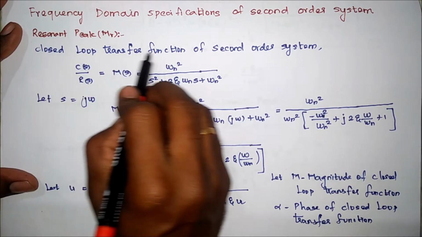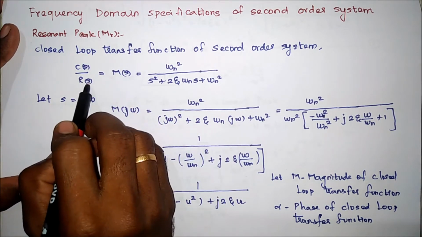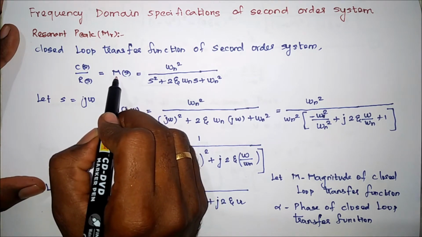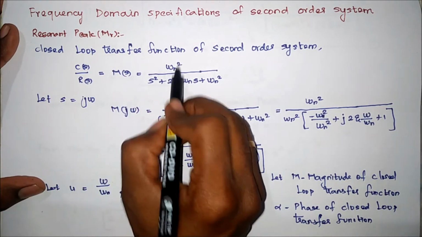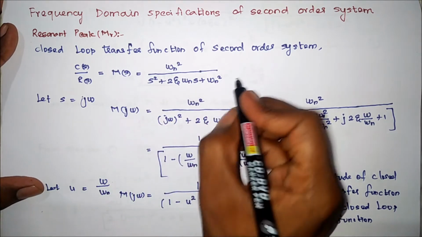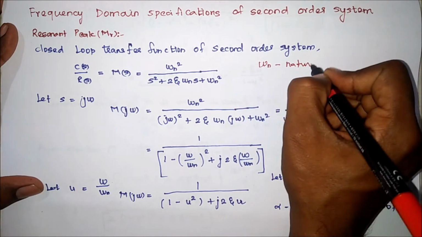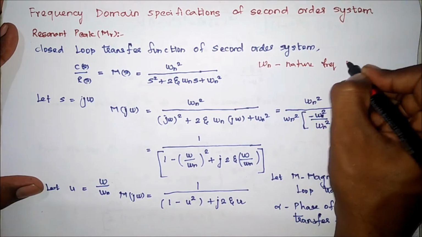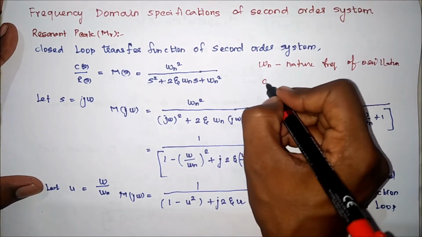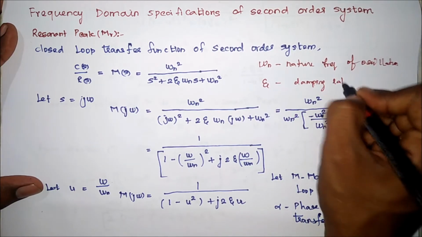So the closed loop transfer function of second order system. This is the standard function C of s divided by R of s. For frequency domain we can say transfer function M of s equal to omega n square divided by s square plus 2 eta omega n s plus omega n square. So we know omega n is natural frequency of oscillation, eta is nothing but the damping ratio. This and all we know already.